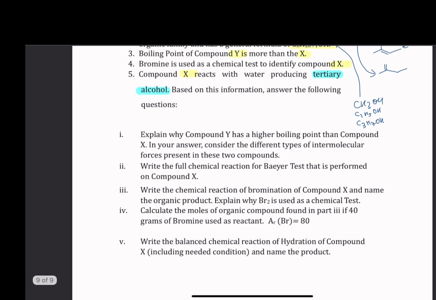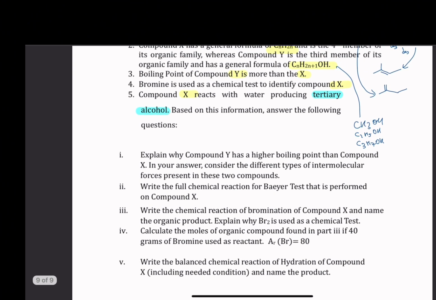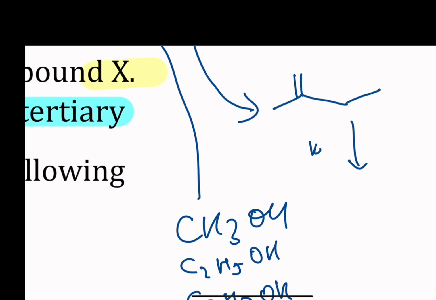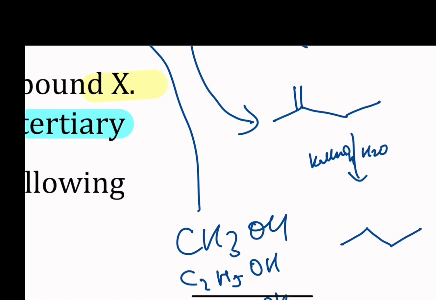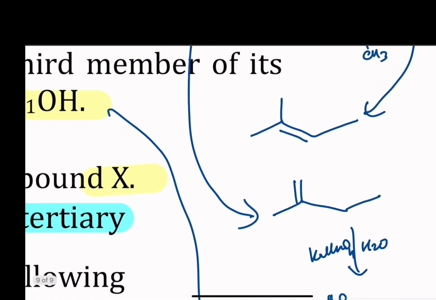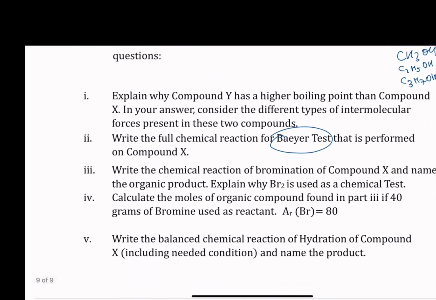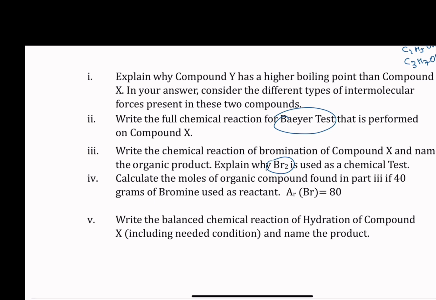So compound X, write the full chemical reaction. So the Bayer test, you guys can do it, right? If I do the Bayer test on this, KMnO4, H2O, I will get OH here, and then another OH here on the double bond. And if I do it on this one, I will make OH here and then OH here. So we have that. The other questions, the Br2, you can do yourself.